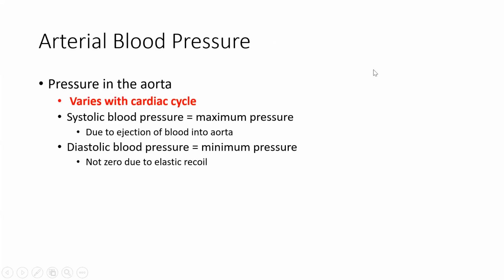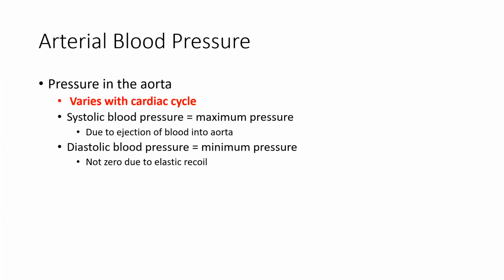Let's look here at our arterial blood pressure. This is basically the pressure that's in our aorta mainly. This is going to vary throughout the cardiac cycle. We talked about this last semester. Our highest reading at systole is going to be the systolic blood pressure. That's the maximum pressure that we see in the aorta at the end of systole. This is when blood is being ejected from the left ventricle into the aorta.